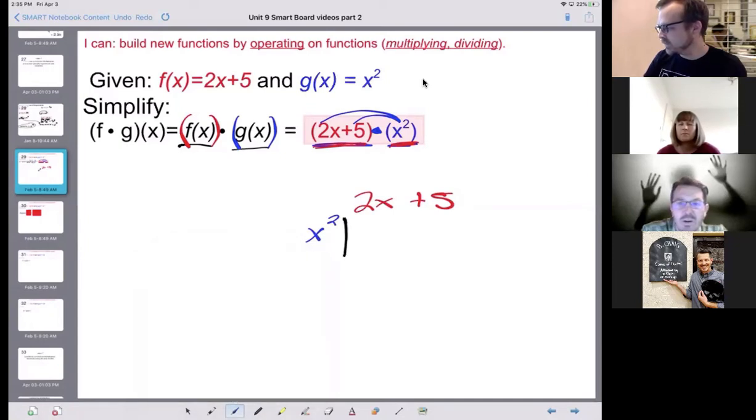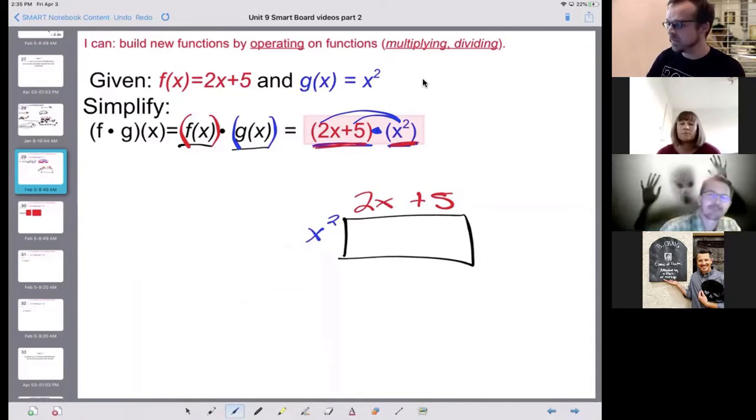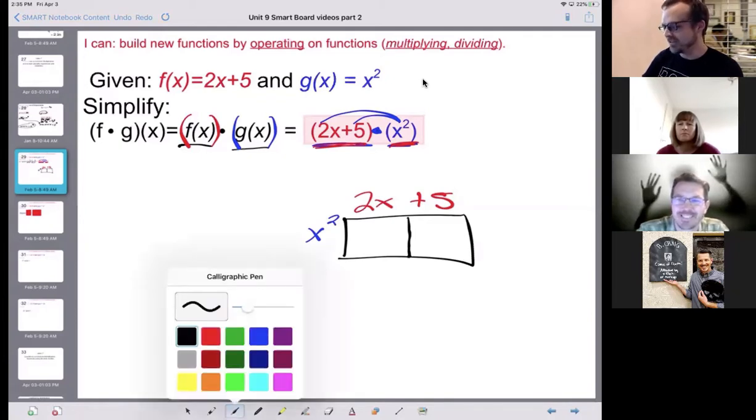What's a term? Terms are broken up by addition and subtraction. So every time that I see an addition or subtraction symbol up here on this top, 2x plus 5, this function, I'm going to write a line. So that means that I should, after I multiply through, have two terms left. Got it. Thanks. You're welcome, Craig. I'm learning a lot today.